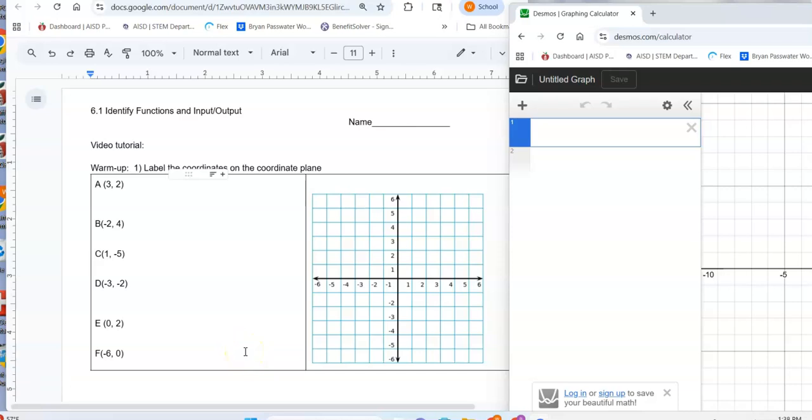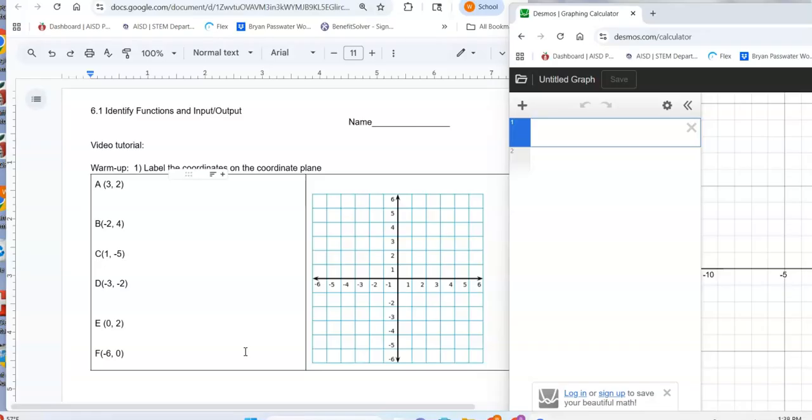Hello, here is a video about the first lesson of Unit 6, which is about function properties. So the first lesson is about identifying functions and then input-output. This stuff should not be new to you. You've been taught how to identify functions at least 2 times, I think. Algebra 1 in 8th grade, you were taught that.